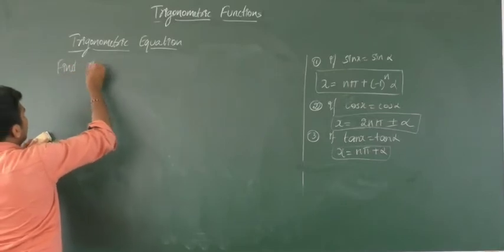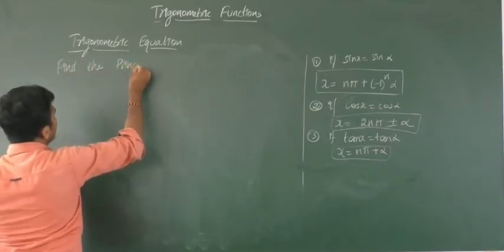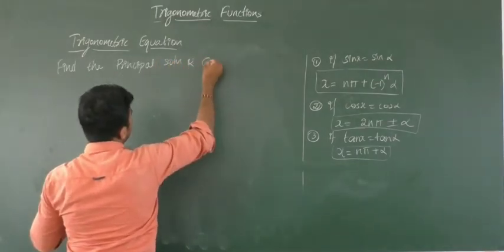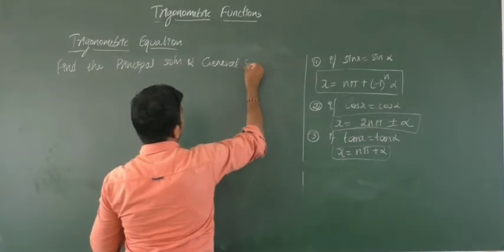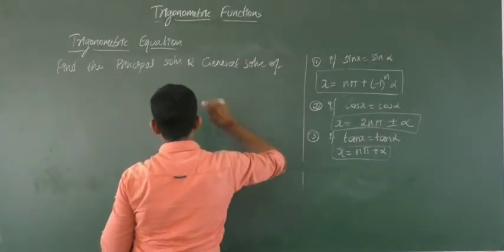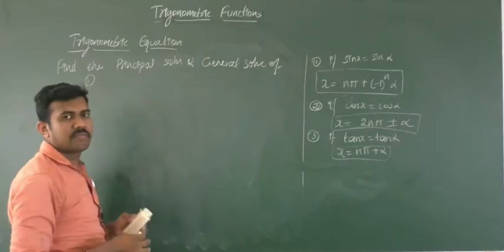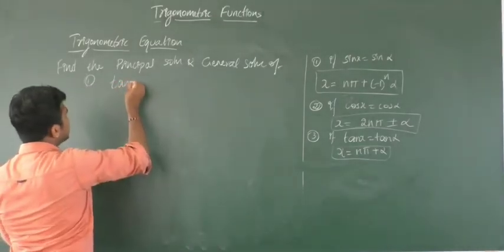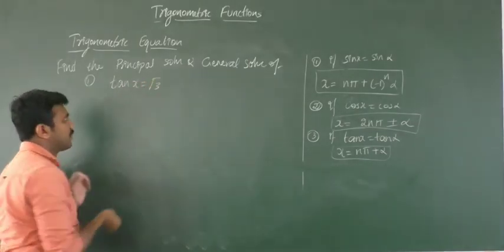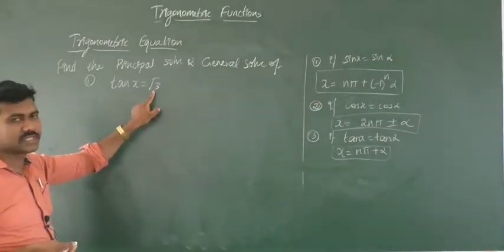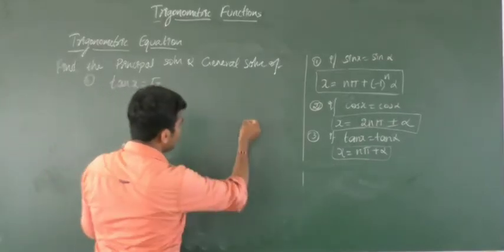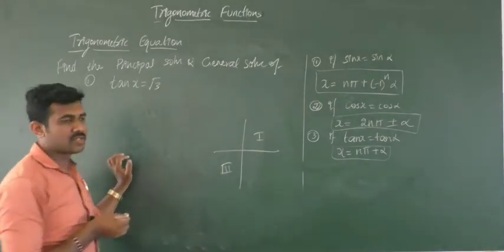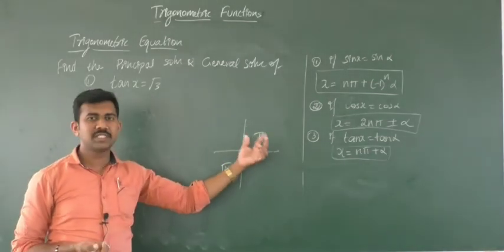Find the principal solution and general solution of the following. In the first question, tan x is equal to root 3. Here we have to see in which quadrant tan takes a positive value. First and third quadrant, tan is positive. So the principal solution lies in the first and third quadrant.